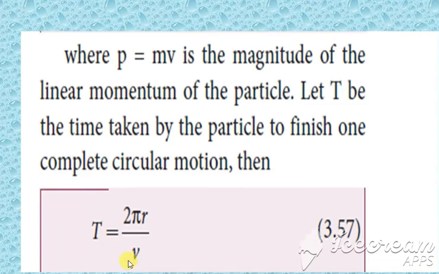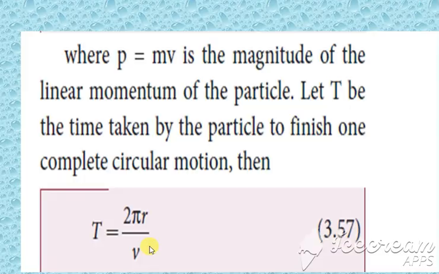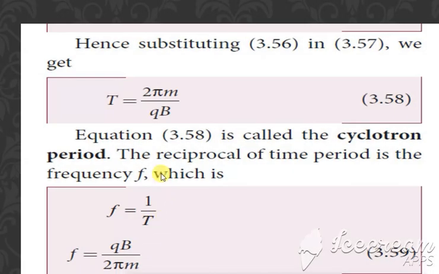Now instead of this term, I am going to substitute the value of v by r. What is the value of v by r, which you have seen already? v by r is given by qb divided by m. So here also instead of this v by r, we are going to write qb divided by m. So m goes to the numerator, and we get 2 pi m divided by qb. So this is said to be the cyclotron period. Okay, so this is called a cyclotron period.